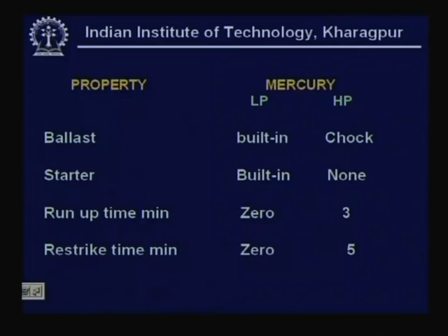Now, being a discharge lamp, it needs a ballast. We have a ballast which is built in case of a low pressure thing. In a high pressure thing, we have it in the luminaire outside. As such, it does not need a starter, but there is a run up time for high pressure of about 3 minutes with a restrike time, that is in case the arc quenches, it needs about 5 minutes for it to restrike. That is what we are saying. As far as low pressure thing, there is no run up time or restrike time.